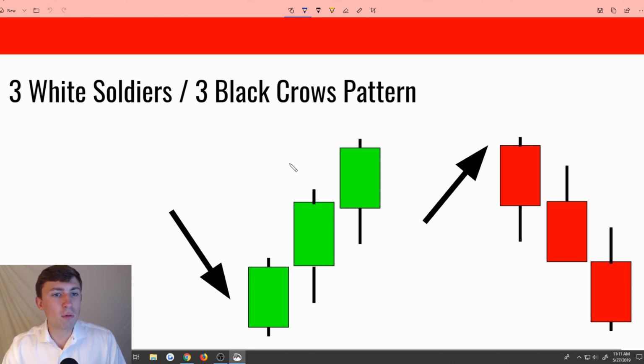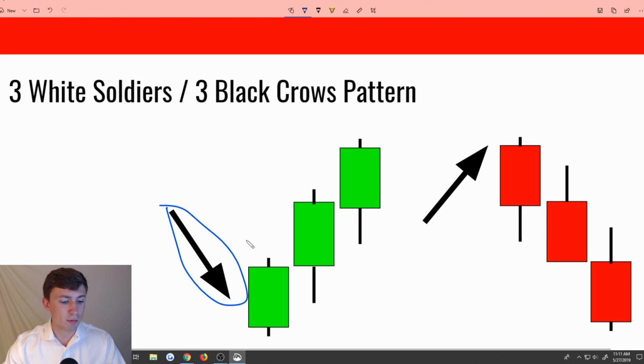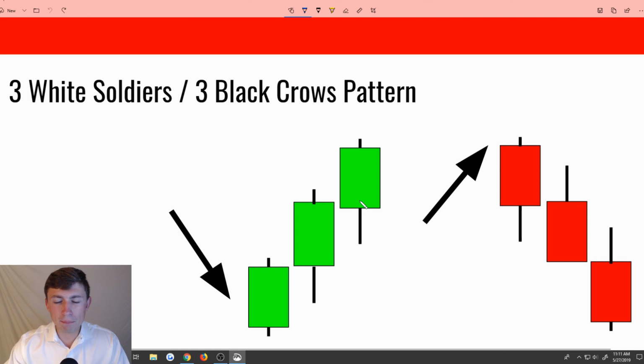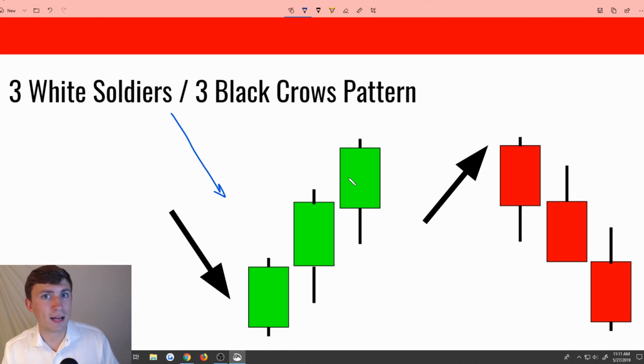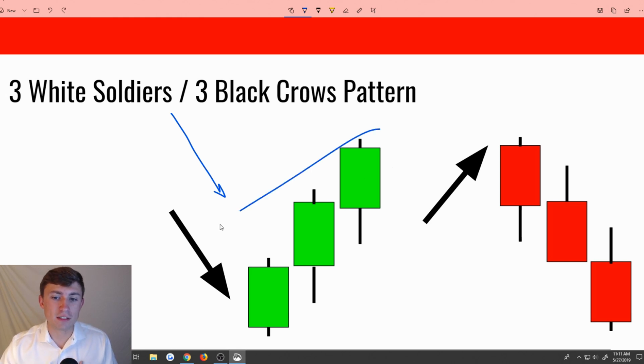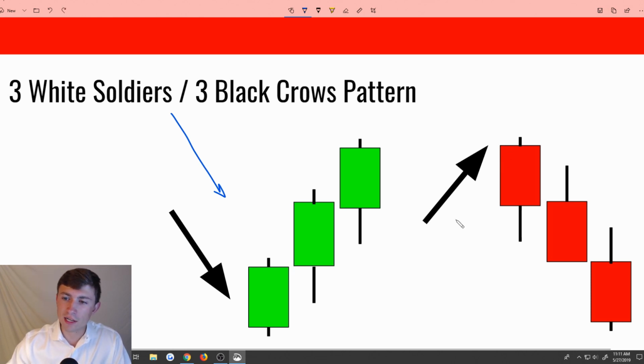So when talking about the 3 white soldiers, essentially what we have is a market that's moving to the downside, as you can see here with this arrow, and we have 3 bullish bars printed. So again, a market is moving down and suddenly you have these 3 bars moving in a row back the other direction. Now what this shows is that sellers may be exhausted and that buyers may actually have some room to run here. And oftentimes what you'll see is a continuation of these 3 bars into more bullish movements for this market.